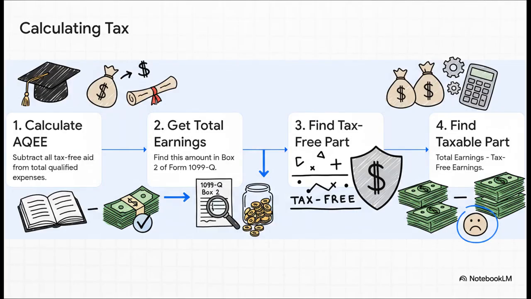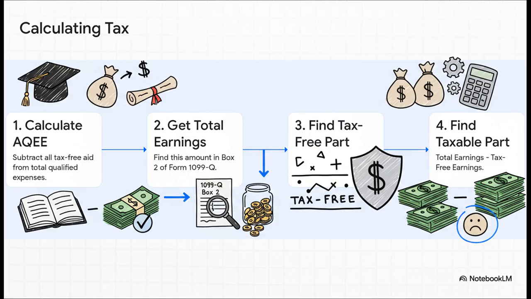And here's exactly how you do that math. Step 1, figure out your final AQEE. Step 2, look at your 1099-Q and grab the total earnings number from Box 2. Step 3 is the tricky part. You have to calculate a ratio. You divide your AQEE by the total distribution from Box 1.